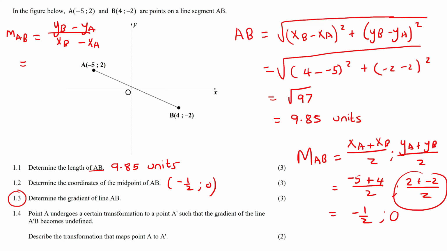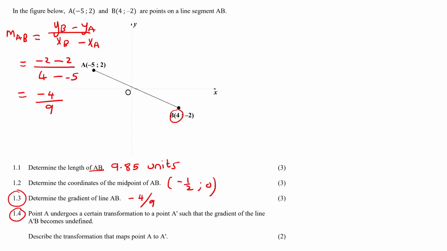And so let's go fill that in. So the y value of point B, negative 2. The y value of point A is 2. The x value of point B is 4. And the x value of point A is minus 5. Go ahead, you can just type that in on the calculator. You would get negative 4 over 9.